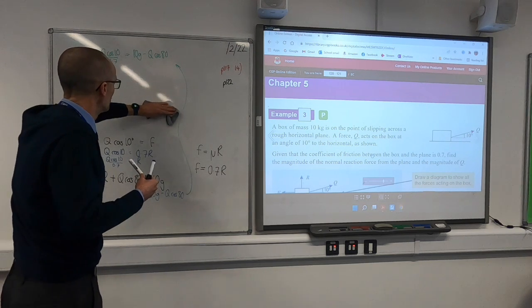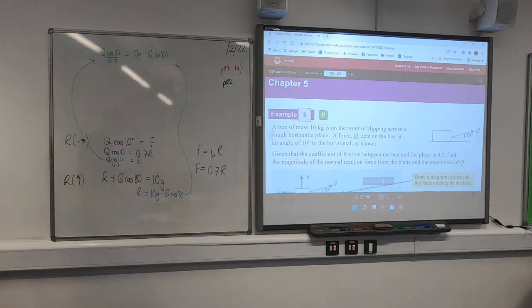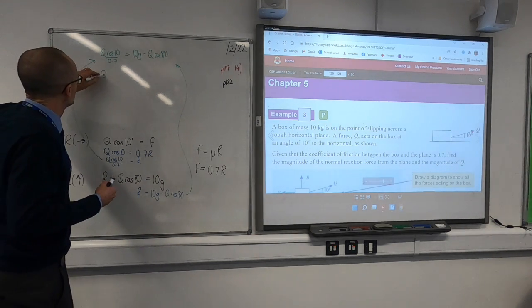So this is one of those rearrangements where you need everything with a Q on one side, and then you factorise that side. I'm going to multiply by 0.7 to start with.